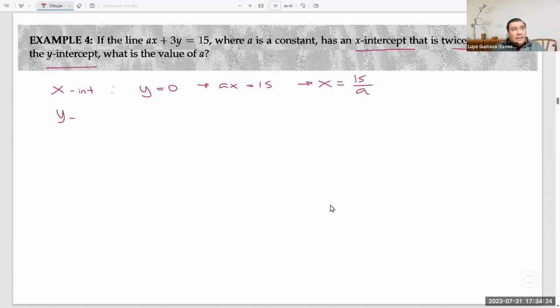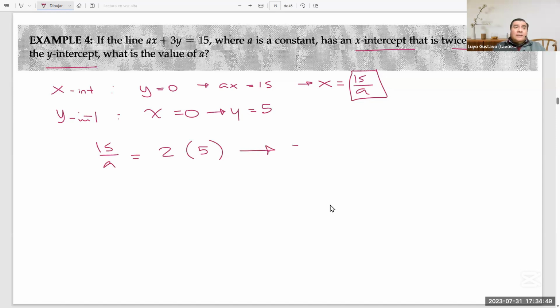What is the y-intercept? How do we obtain this? When we make x 0 in the equation, then y would simply be 5. So they are telling you that this, the value of the x-intercept, equals 2 times the value of the y-intercept, that is 5. So what is the value of a? Clearly, this one is 15 over 10. 1.5, the answer to the question. Okay, so another approach, what would be?